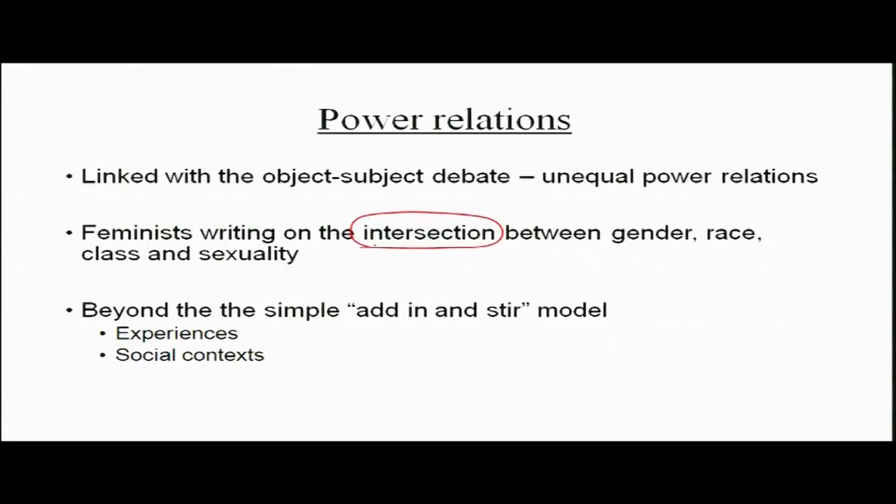And finally, we have to move beyond this simple add-in-and-stir model. If you recall from the first few lectures on this topic, there was a time in history when it was brought into focus that women were increasingly left out of the conversation as research subjects, and there was a phase when it was proposed to add women and stir them into the discussion. So the add-in-and-stir model has not been the recommended road to go.